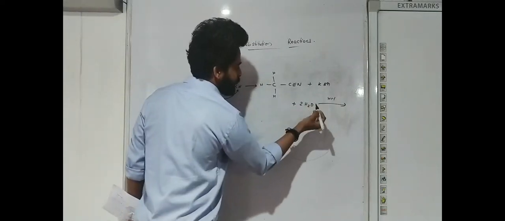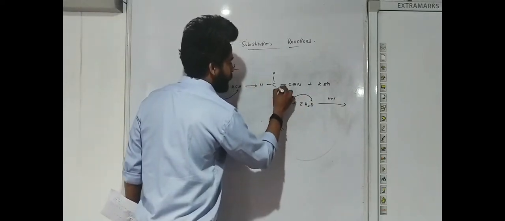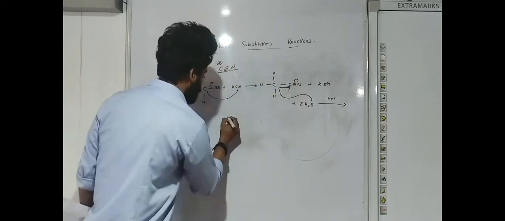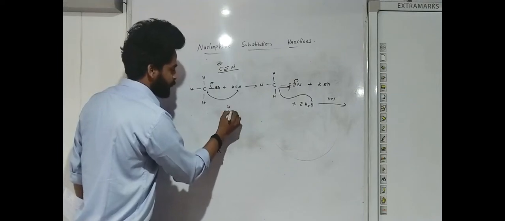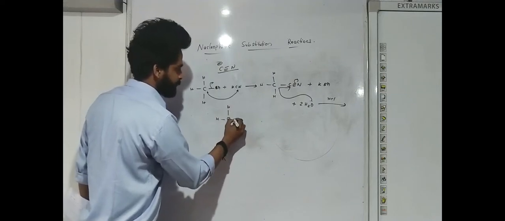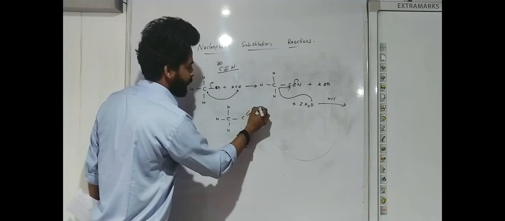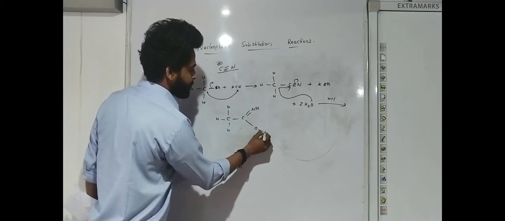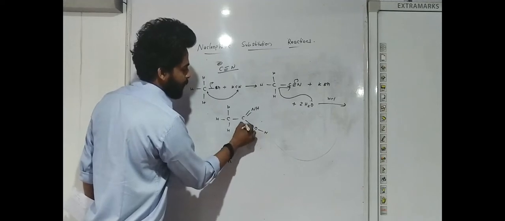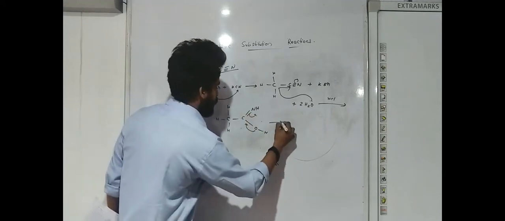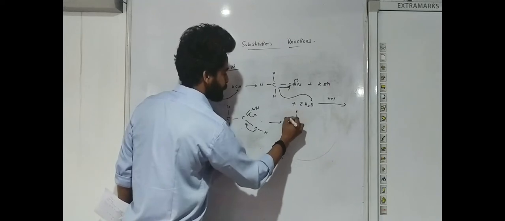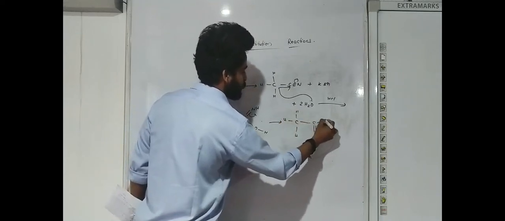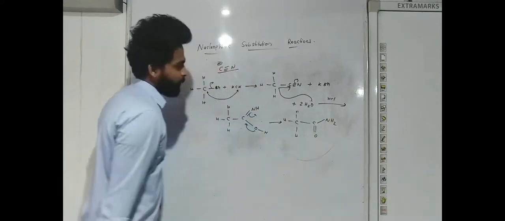So what will happen first? One molecule of water will come and attack this carbon and this bond will break, so we will get CH3-C double bond NH, with OH. Then this lone pair will come over here, and this bond will break. So again we will get an amide bond. So we prepared one amide bond.